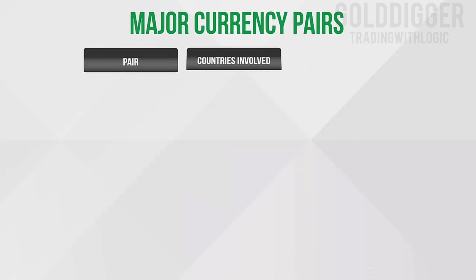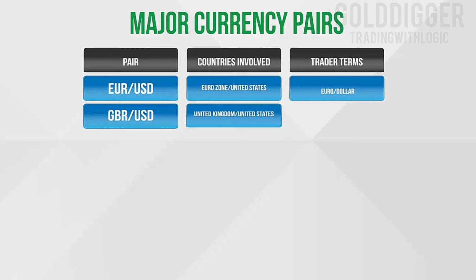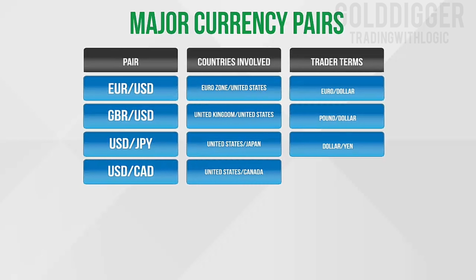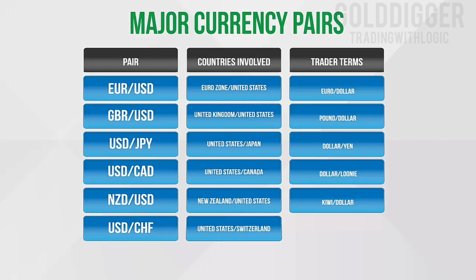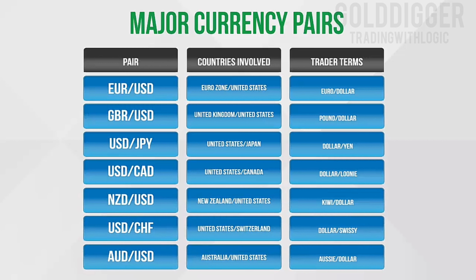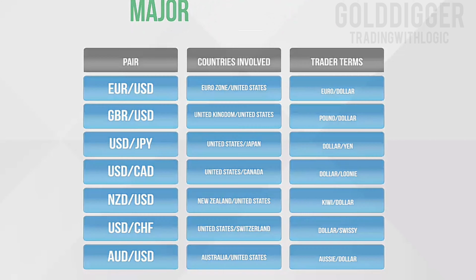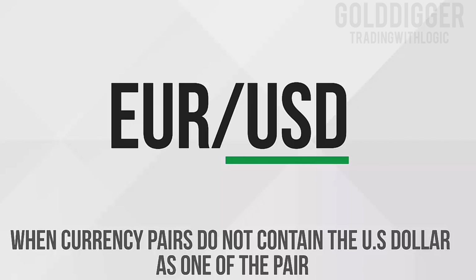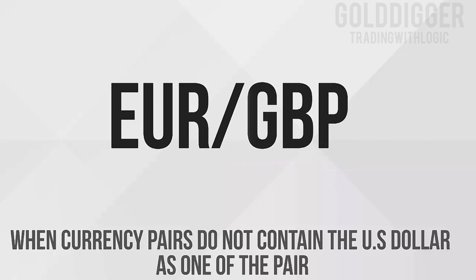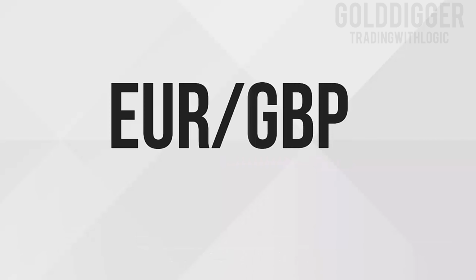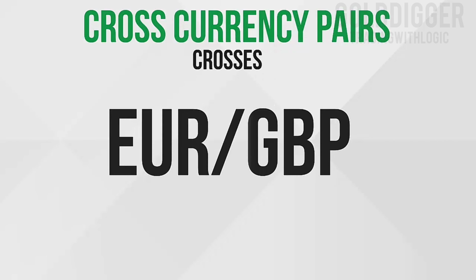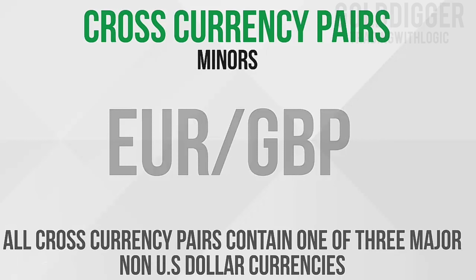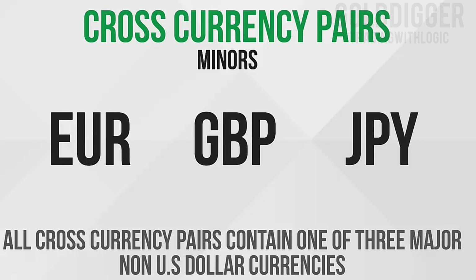Below is a chart of the major currency pairs. Also included are the terms forex traders use to verbally refer to these pairs. When currency pairs do not contain the US dollar as one of the main pair, they are referred to as cross-currency pairs or crosses. They can sometimes be referred to as the minors. All cross-currency pairs contain one of the three major non-US dollar currencies.